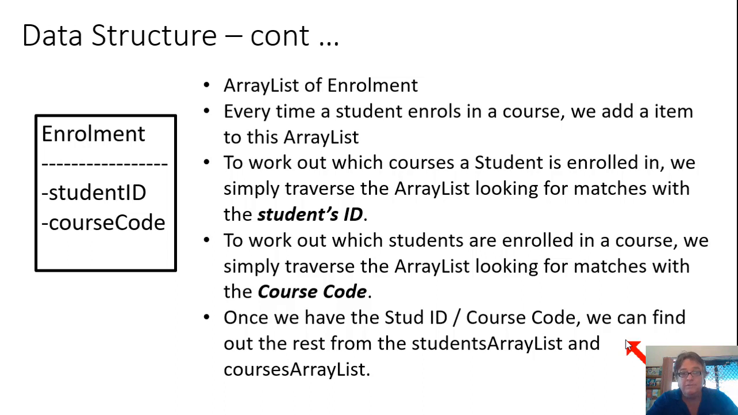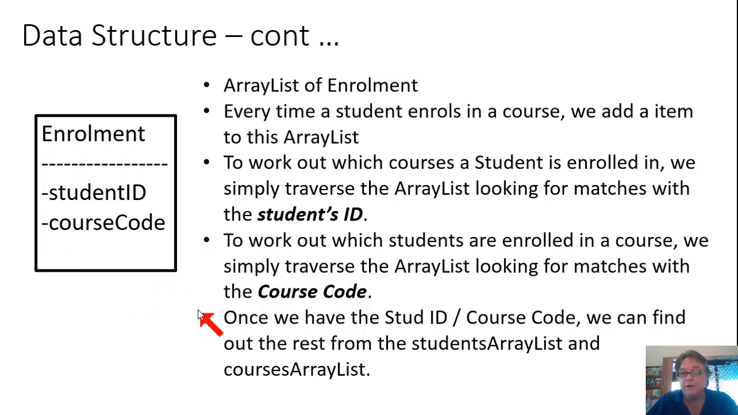So we have to do a traversal through those as well to find out which student ID was the one that we found a match for, to get their name and email and phone number. Same for course, to get the course names. So we could do that, and that's quite okay. That's easily doable for us at this stage in our Java learning. But there's a better way.